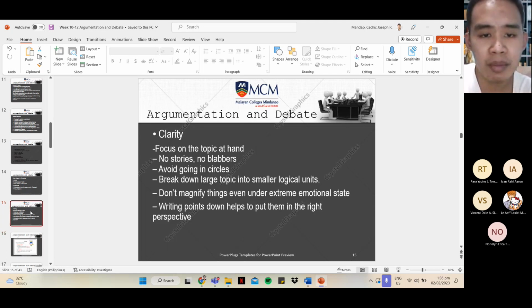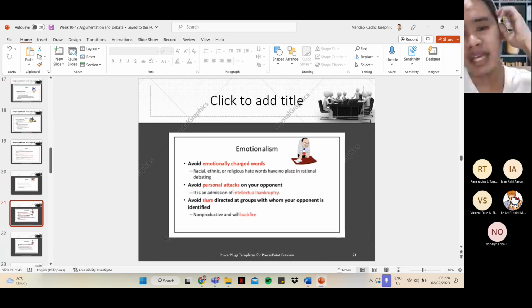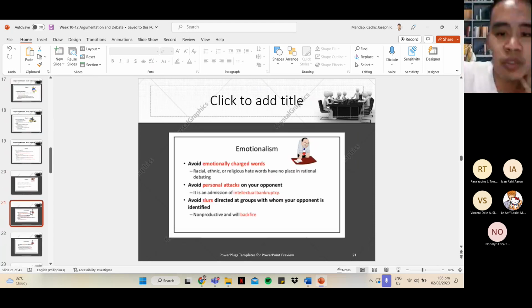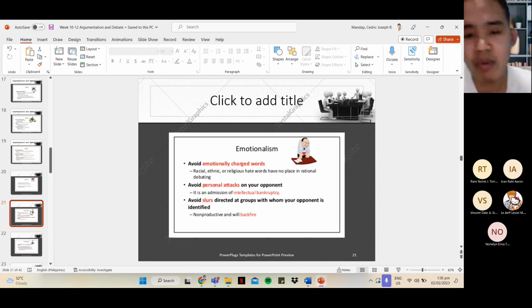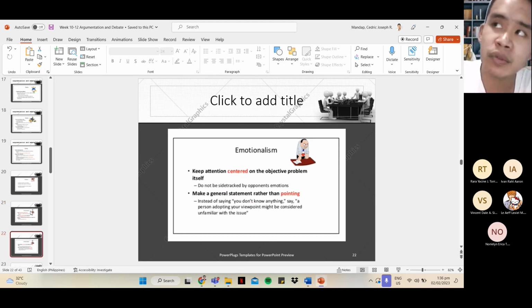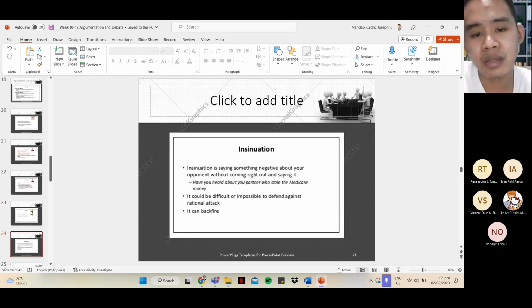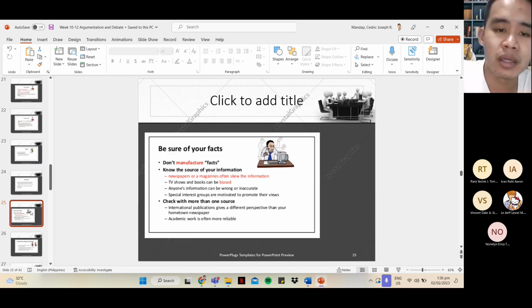Okay, so these are the points: clarity. You also have the evidence, emotionalism, so prevent using emotionally charged words. Do not personally attack your opponent. Remember that you're just there to state what you have in your mind. No, it's an intellectual discussion. Avoid the use of fallacy or erroneous beliefs. Okay, don't always try to insinuate.